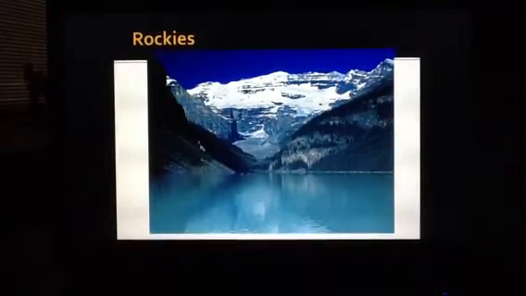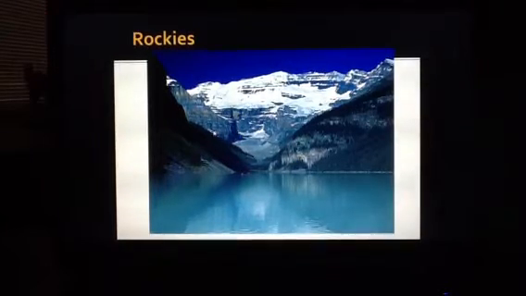The Rockies is the big, important mountain range of North America, or Anglo-America, with some of the mountains reaching up into 14, 15, 16,000 feet. Very beautiful, very scenic, a lot of tourism. A lot of people go to the Rockies to go ski or to see bears or whatever.